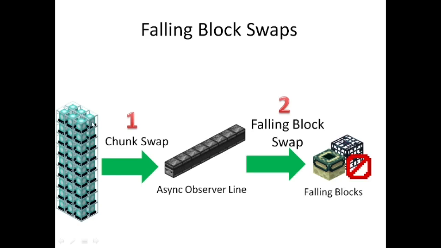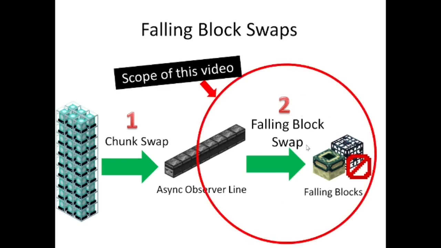To get falling blocks, you need to first do a chunk swap to get the async observer line, and then do the falling block swap to get the falling blocks. I will only talk here about the falling block swap, and I will not talk a lot about the chunk swap. Okay.